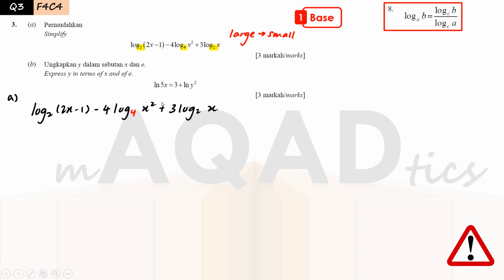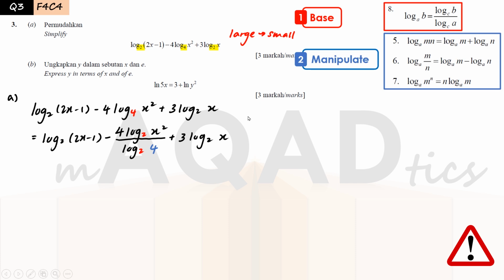Changing base is quite simple. We are just going to put the value of the log on top and the old base at the bottom. And I'm going to put the new base here, which is a smaller base, which is 2. So this is the first step. And now the second step is to manipulate. Meaning we manipulate this expression, and we simplify even further using these formulas.